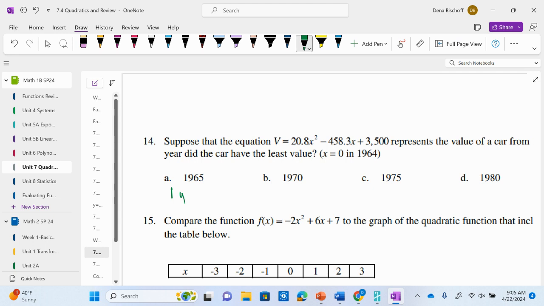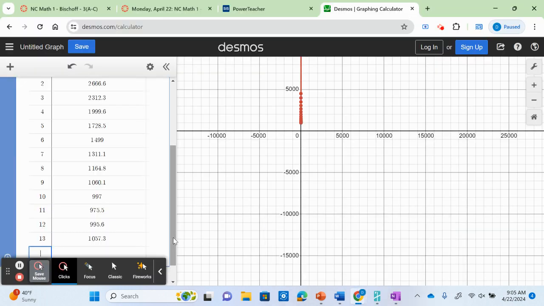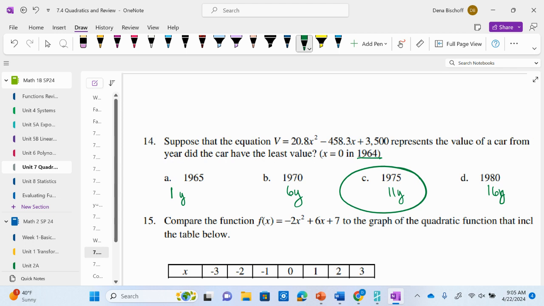So my options are, this is 1 year after 1964. This is 6 years. This is 11 years. And this is 16 years. Let's look at what happens when x is 11 and when x is 16. When x is 11, my car is worth $975. When x is 16, it's worth way more. So you're going to choose 11 years, which is actually 1975.